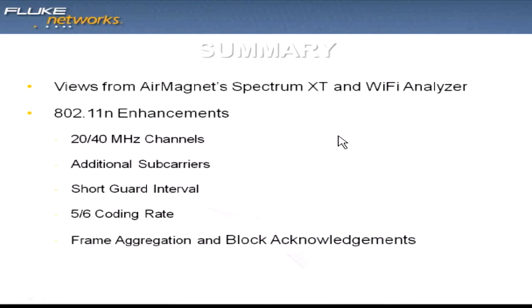I also wanted to show you layer 1. I wanted to show you Spectrum XT, a capture of what an OFDM symbol transmission looks like. Okay. Then we looked at some of the optional 802.11n enhancements that we hadn't touched on previously, including 20/40 megahertz channels, the additional subcarriers that were enabled because of 802.11n. We looked at what the guard interval is, what the short guard interval means, and why it may or may not be beneficial in your environment. And we talked briefly about coding rate, the new one called 5/6 coding rate. Then we had a quick discussion on frame aggregation and block acknowledgments.